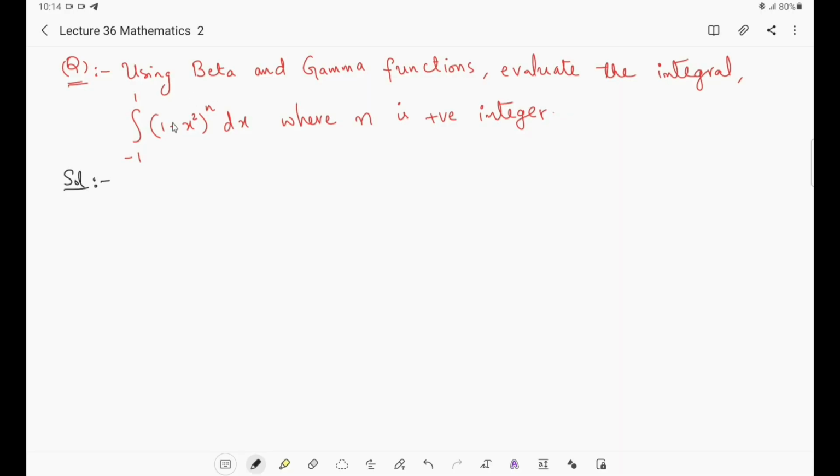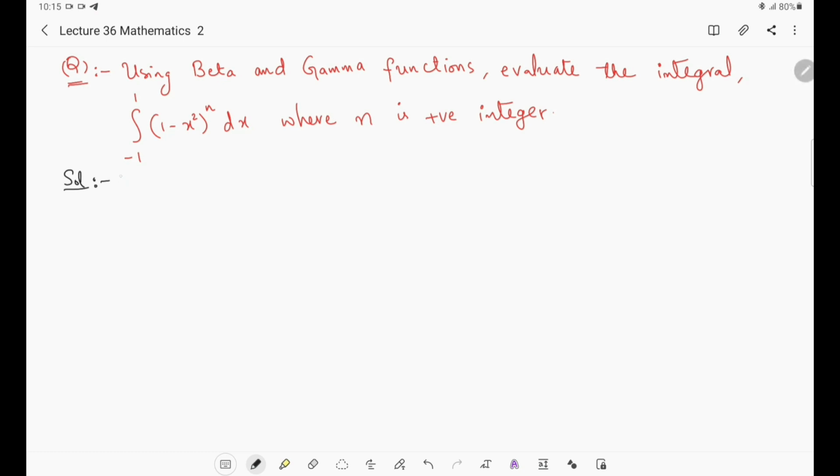Okay, the next question is, using beta and gamma functions, evaluate the integral from minus 1 to 1 of (1 minus x square) whole power n dx, where n is a positive integer. Using beta and gamma functions, we have to evaluate this integral, right?